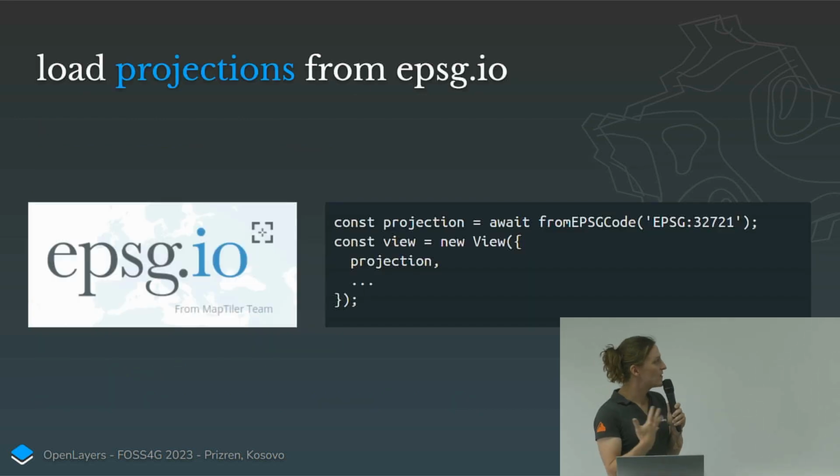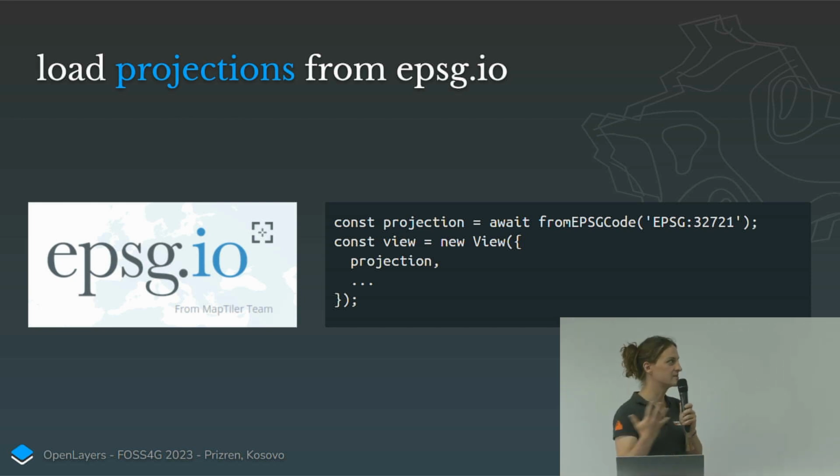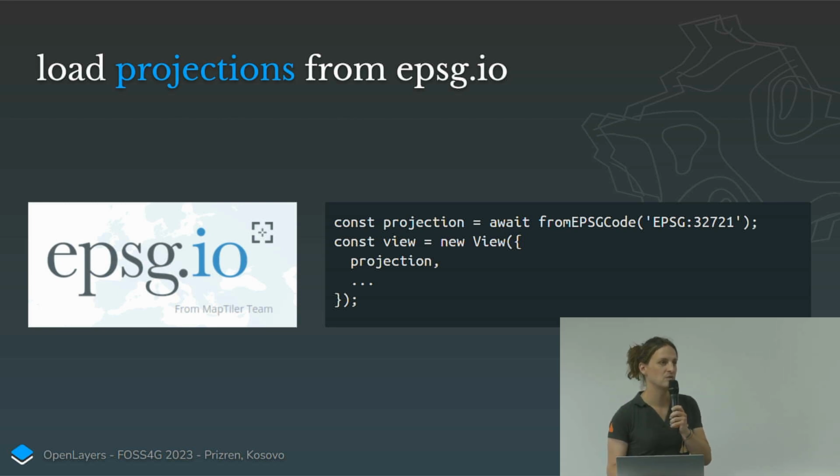You also have now an easier way to load local or national projections using epsg.io. Previously, if you wanted to use local projections, you had to register them yourself and give the projection definition yourself, or do a query on a service like that. And now there's an API for that. You can just use from EPSG code, and then it will query the service and create the projection for you. So it's very handy if you use local projections. That should make your life easier.